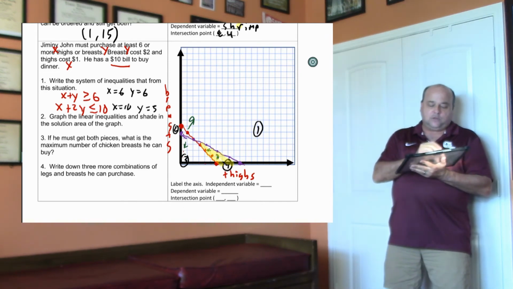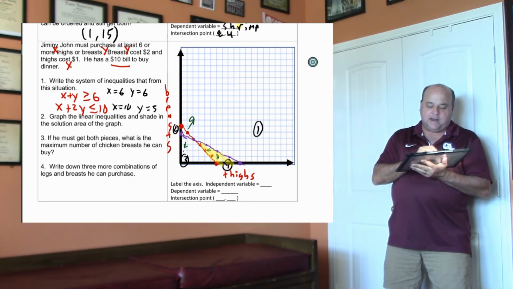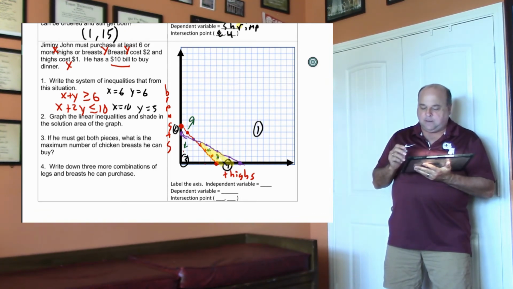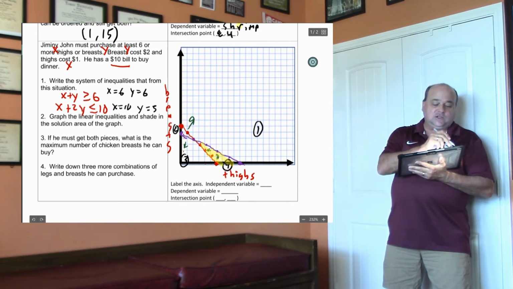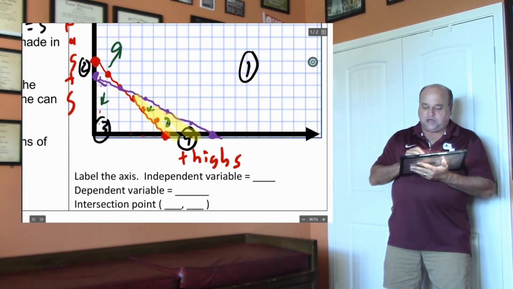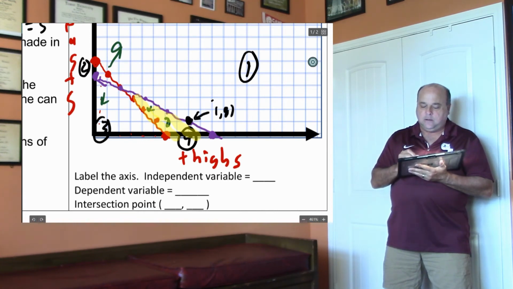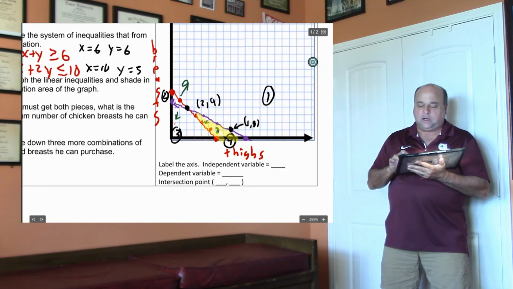Okay, so we've done 2. Now then, number 3, if he must get both pieces, what is the maximum number of chicken breasts he can buy? So the chicken breast is the Y. So if he gets 1 chicken breast, I'm going to zoom in. He has to get 1 chicken breast. He could go to right here, which would be 6, 7, 8. This dot right here would be 1, 8. And then the cross is at what? 2, 4. 1, 2, 3, 4. 2, 4 is where they cross, okay?